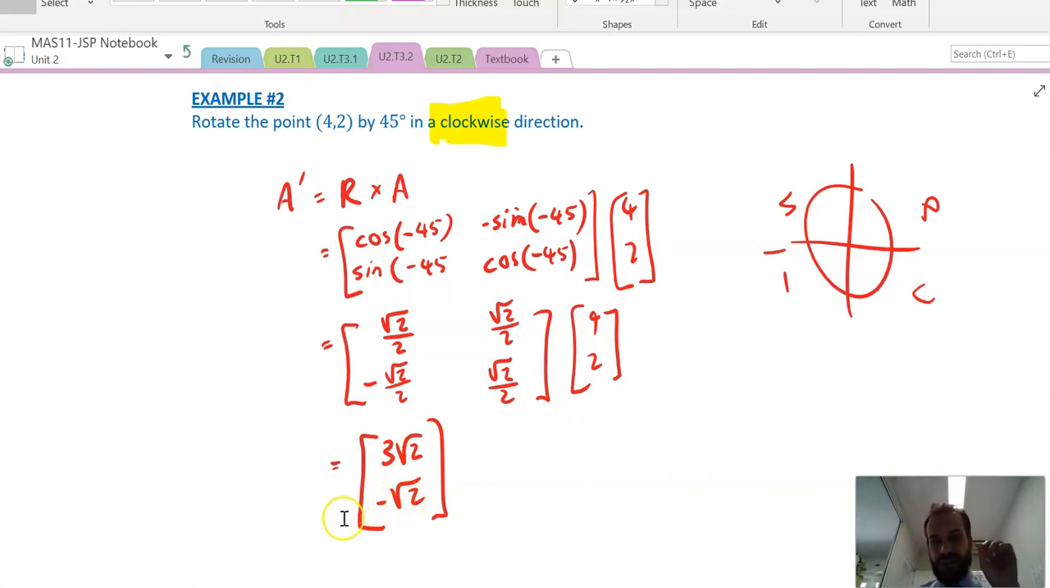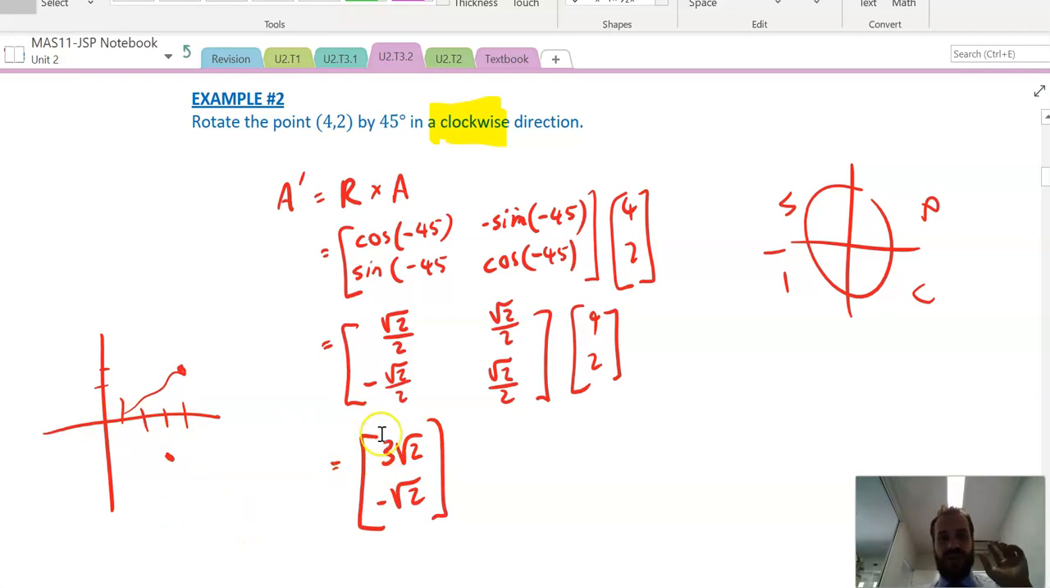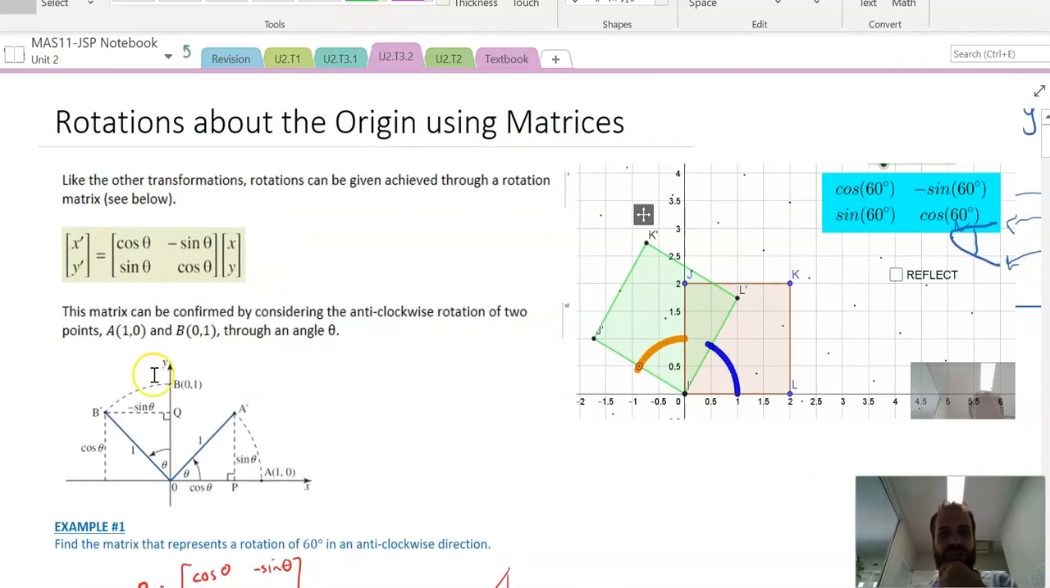Now, what does that look like? We can sort of double check that what we're doing makes sense. We've got the point (4, 2): one, two, three, four, two, over here like this. We rotate that 45 degrees and it's going to end up here somewhere. A negative y coordinate of negative root 2, quite close to the x axis, and an x coordinate of 3 root 2 out here somewhere. That looks like it makes sense. That's good enough for me. You can draw it to scale if you want. That is rotations about the origin using matrices.